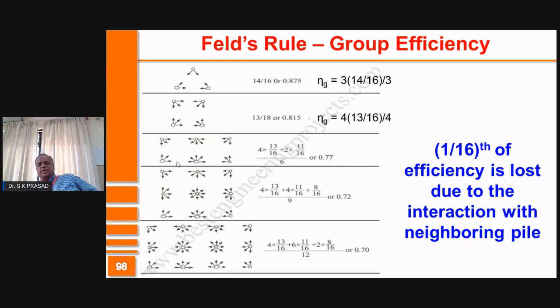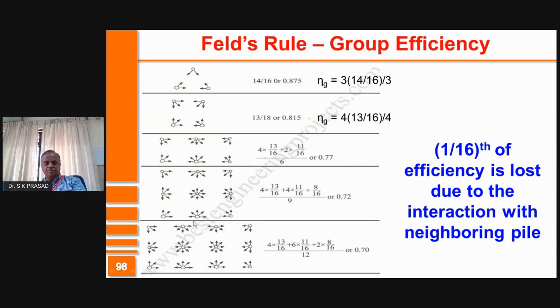There are 6 piles arranged like this, 3 in a row and 2 rows. The corner piles are influenced by 3 piles. Their efficiency is reduced by 3 by 16. But these 2 intermediate ones are influenced by 5 piles. Their efficiency is reduced by 5 by 16. Therefore, 4 into 13 by 16 plus 2 into 11 by 16 divided by the total number of piles, given in percentage, it will be 77%.